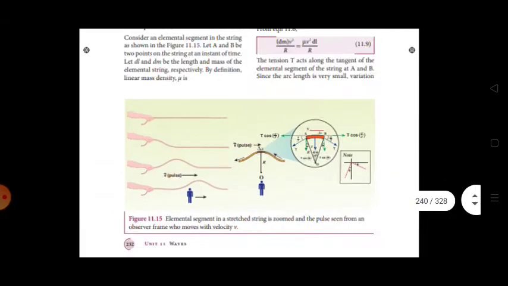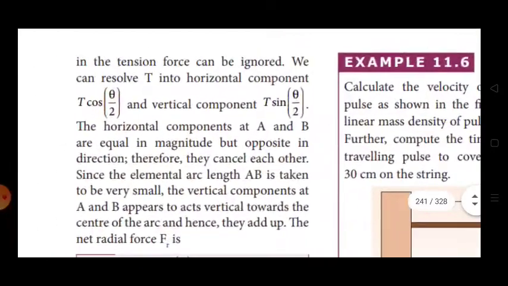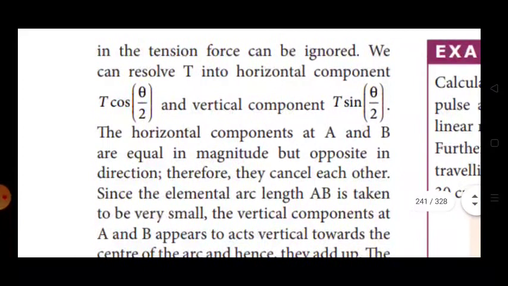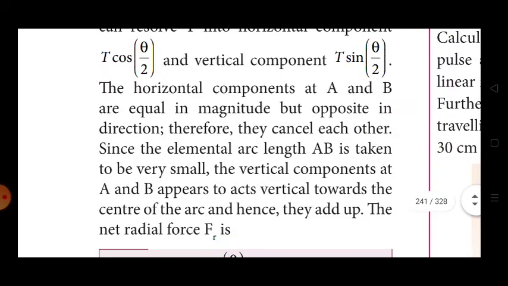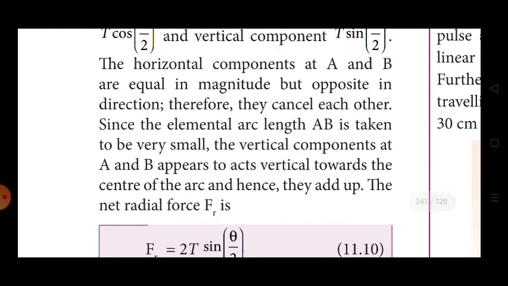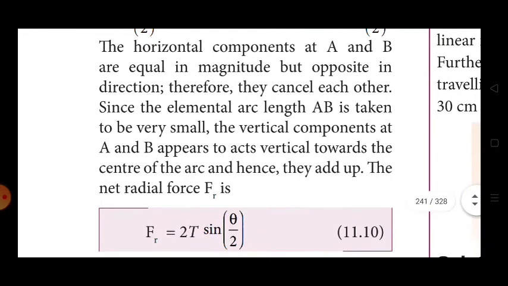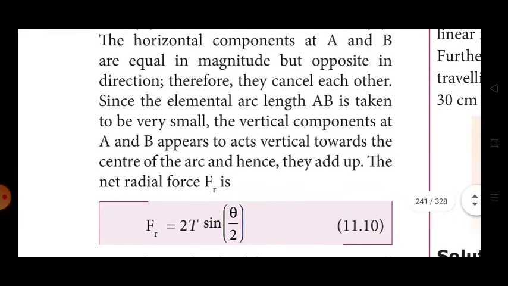So, as the tension force can be ignored, we can resolve T into horizontal component T cos(theta/2) and vertical component T sin(theta/2). The horizontal components at A and B are equal in magnitude but opposite in direction. Therefore, they cancel each other. Since the element arc length AB is taken to be very small, the vertical components at A and B appear to act vertically towards the center of the arc, and hence they add up.